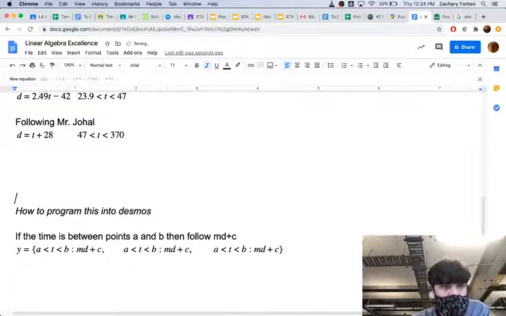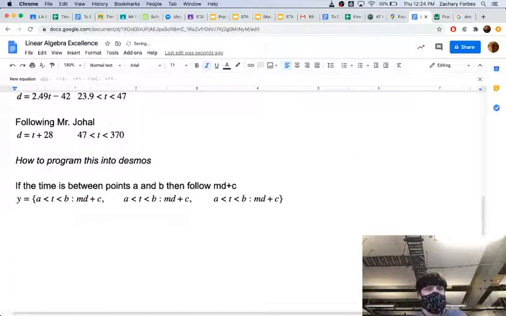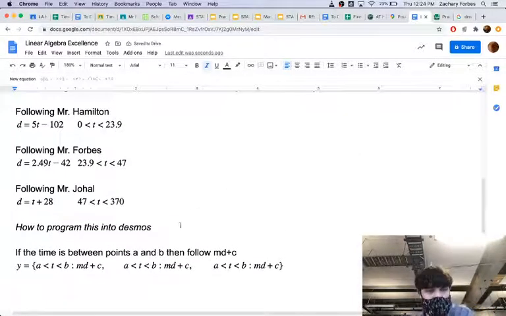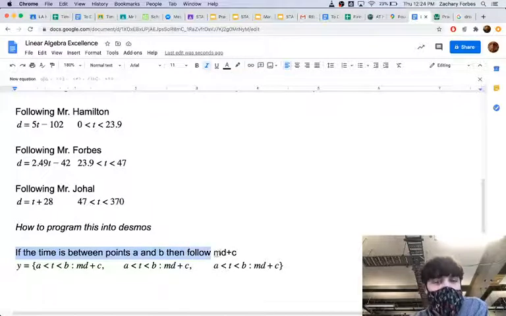So we want to now program this into Desmos. So we've got our formula here. So these are the lines that are going to be following at different domains. So that's the drone. So in Desmos, you get, if the time is between points A and B, then follow this line. So this is like coding. It's an if-then statement. So you write it out like this.